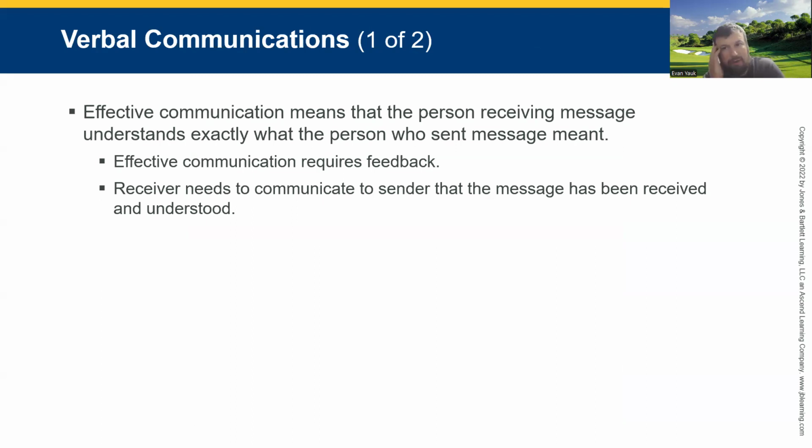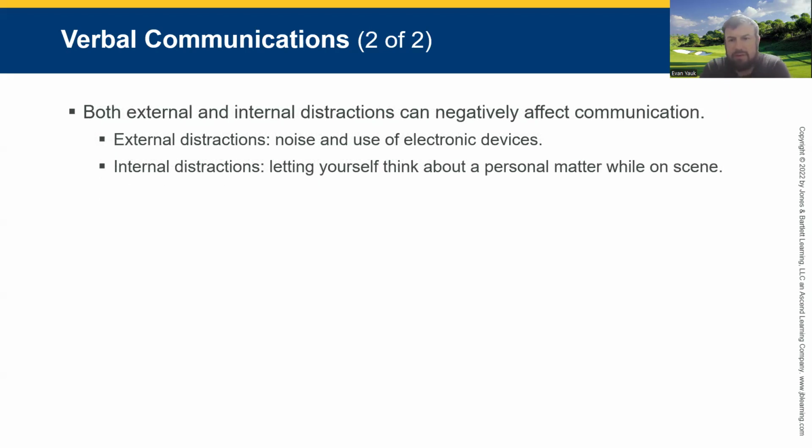So this is where I was talking about that closed loop communication. Dispatch comes over, unit 17, update, patient is now awake and alert. So I'm going to pick up my mic and I'm going to key up. I'm going to wait 2 seconds. I'm going to be like, okay, unit 17, copy, patient is now awake and alert. I'm going to repeat it back to them so that they know I heard them and I heard them correctly. I'm closing that loop of communication. Both external and internal distractions can negatively affect communication.